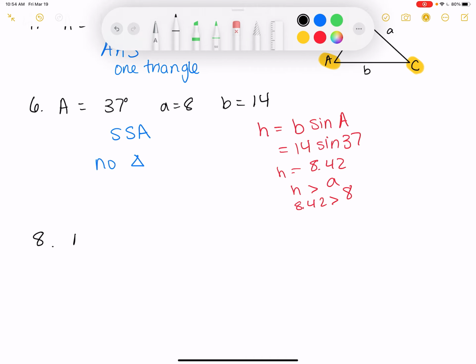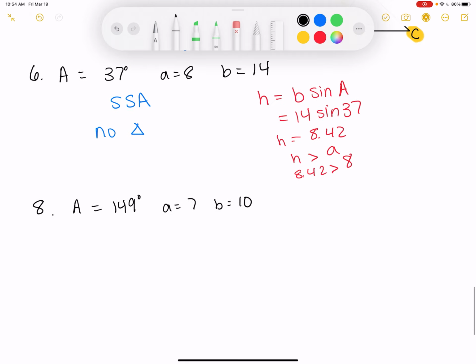All right. Big A is 149, little a is 7, b is 10. It's side-side-angle, and the angle is obtuse. I'm just going to say it's no triangle. I don't know that for sure though. It could be either one of them. Look at your obtuse cases and see which one makes sense and why.